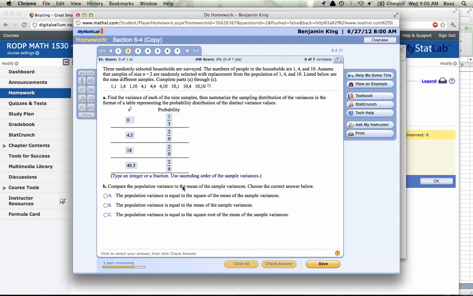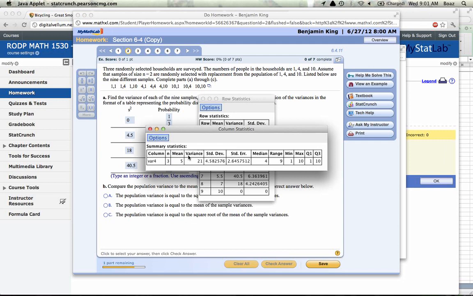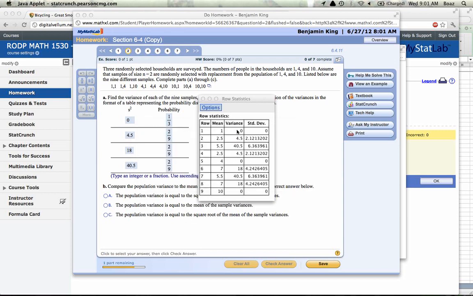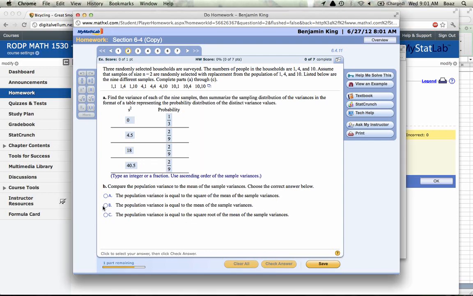And so we have then a variance of 21 for the population variance. And then the mean of the sample variances, if we average up this column here, take the mean of that column, we'll see it's also 21. And so the population variance is equal to the mean of the sample variances.